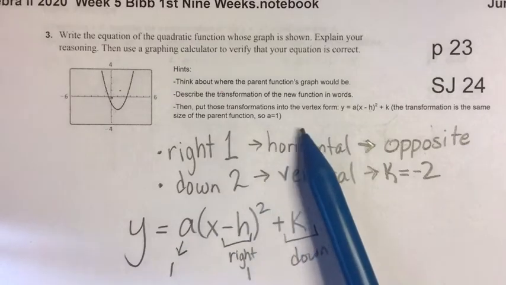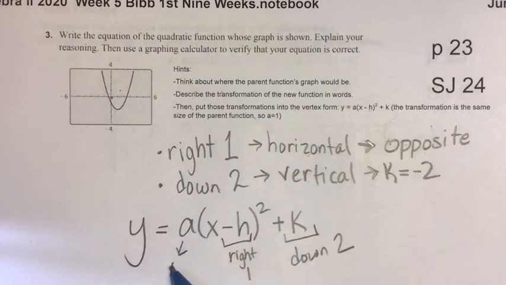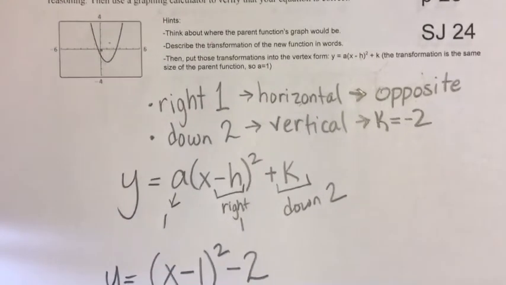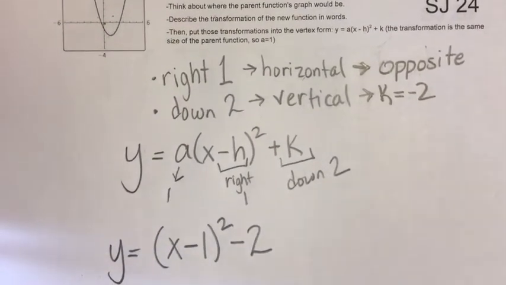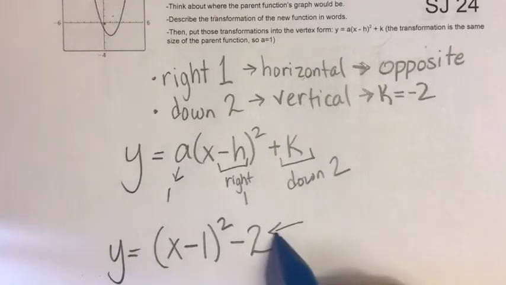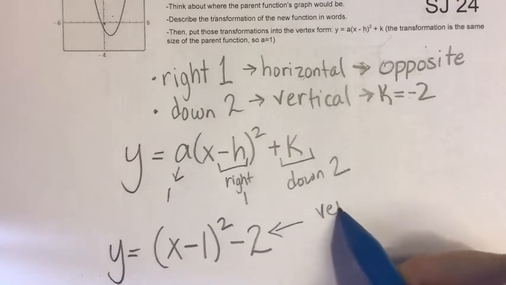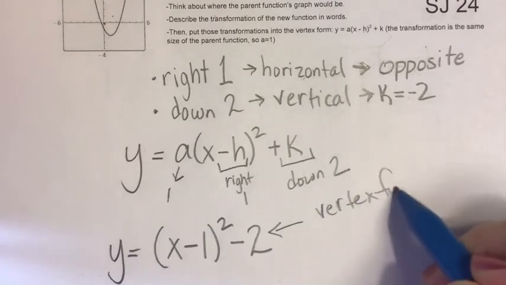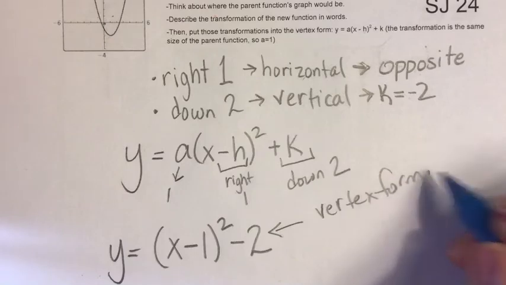Given to me in hint form, a is 1. I know I'm going right 1 and down 2. So hopefully from that, you can write this equation: y equals the quantity x minus 1 squared minus 2. This is vertex form. Vertex form gives you the vertex.